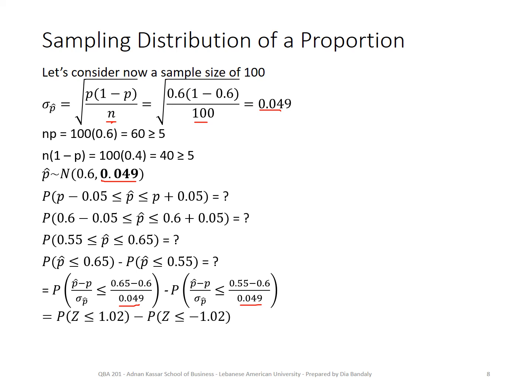Now I have a z-value of 1.02, okay, which is the answer for that ratio. Looking at the table, we find the area and we can see that now the probability that the sample has a proportion within plus or minus 0.05 from the population proportion has increased from 42% to 69%. So quite a good improvement here due to increasing the sample size.